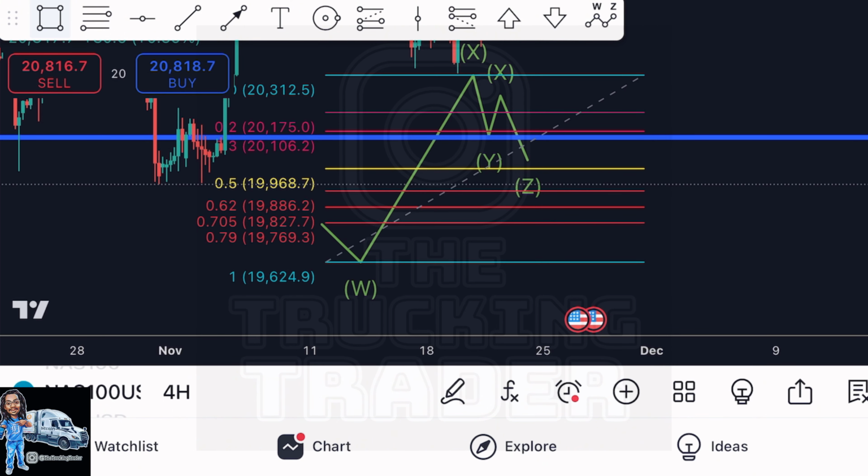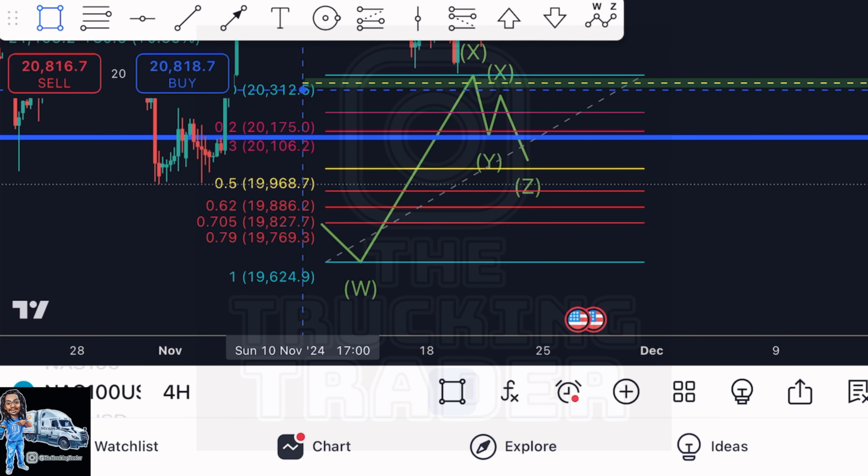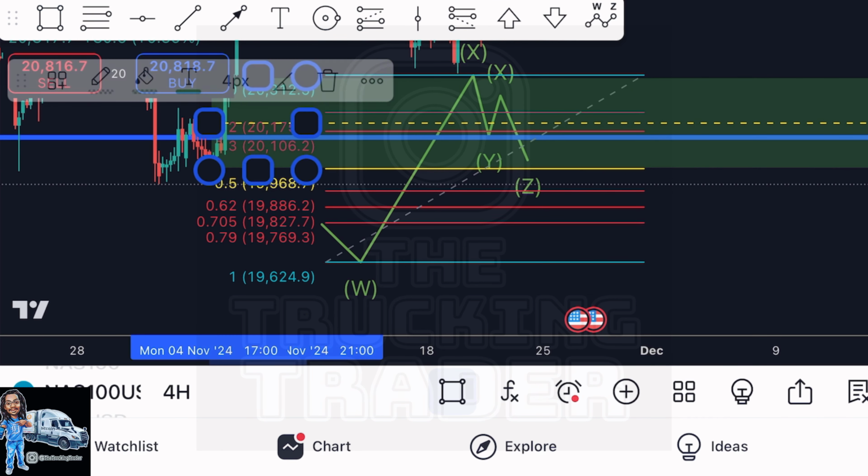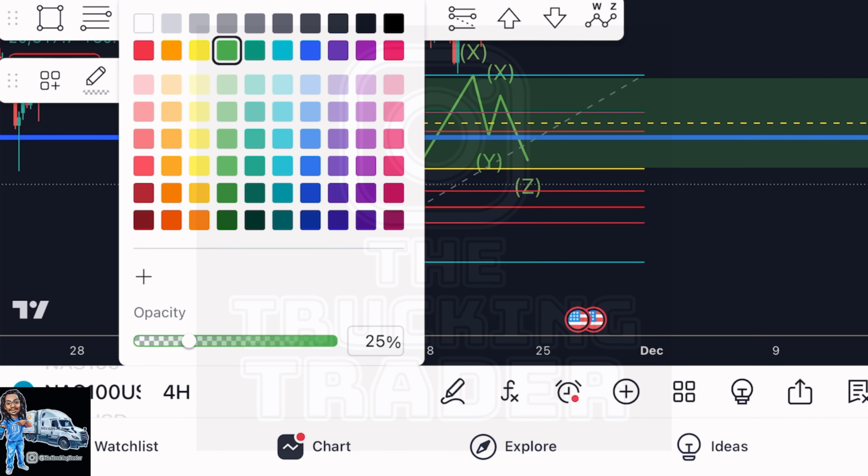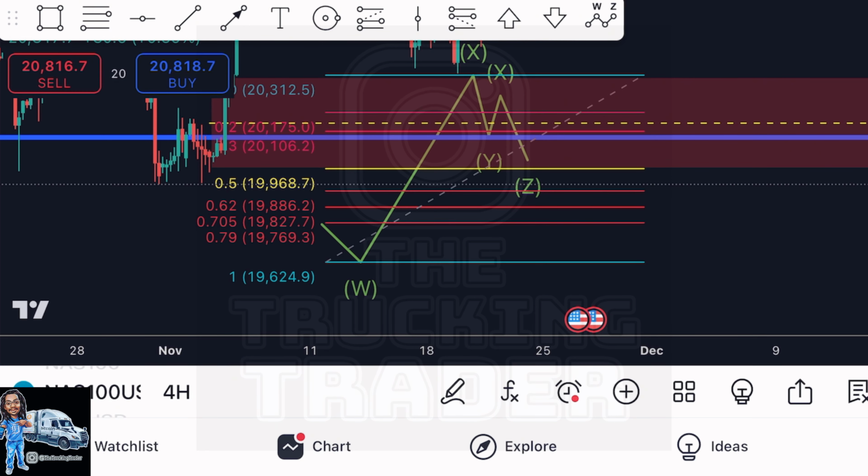And you guys hear me talk about this all the time. The top of that range is premium, right? So all of this up here will be premium, right? I'm going to make that red because I want you guys to think of it as selling opportunities happen here, right?